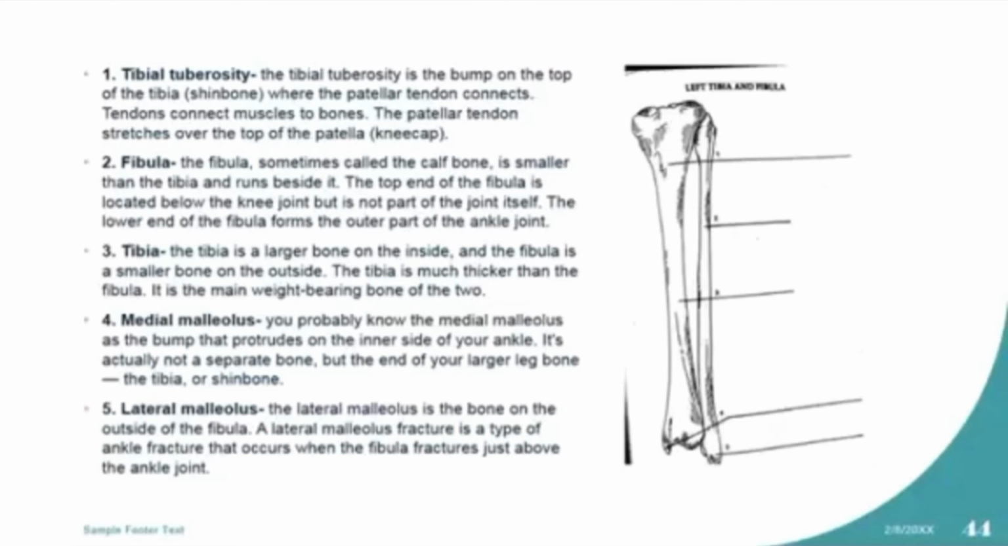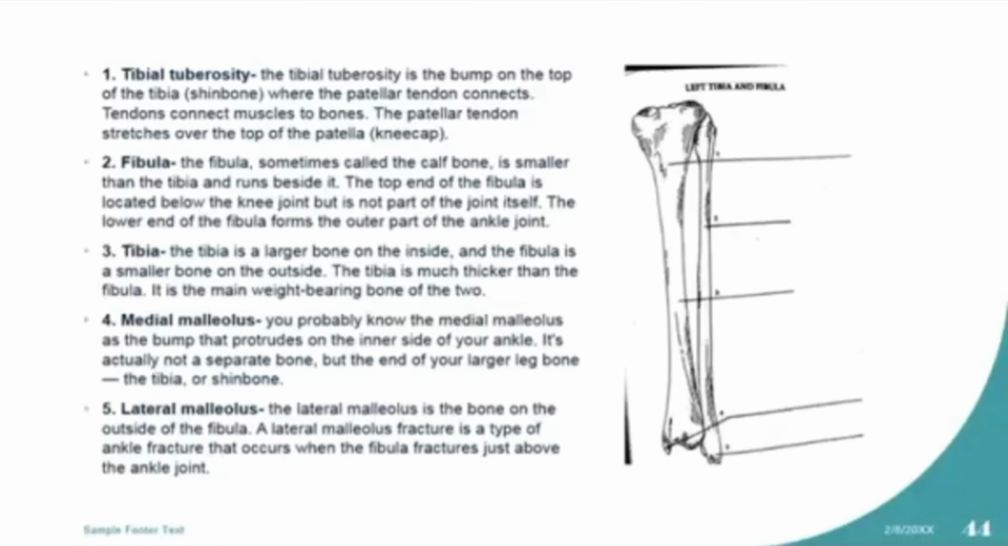Number 2 is your fibula. The fibula, sometimes called the calf bone, is smaller than the tibia and runs beside it. The top end of the fibula is located below the knee joint, but it's not part of the joint itself. The lower end of the fibula forms the outer part of the ankle joint.